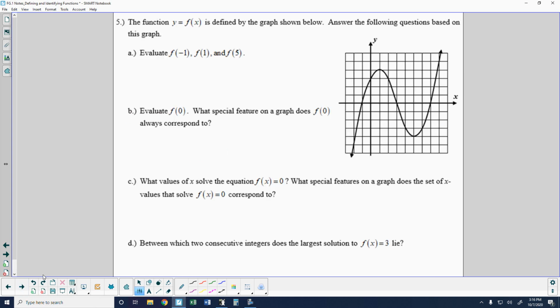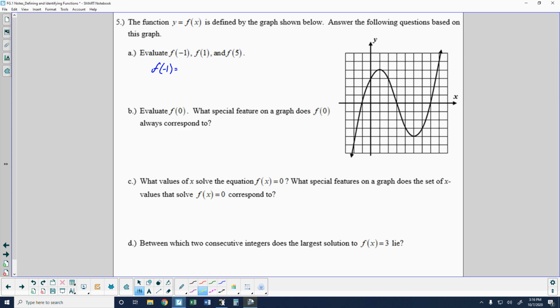Let's go ahead and take a look at problem number 5. In problem number 5, we have a graph here. We're going to use function notation and the graph, combining ideas to evaluate some different expressions. And then we're going to look at some features on the graph as well. The first thing that we have to evaluate is f of -1. Remember, this -1 inside the parentheses is an x value, so we want to find the corresponding y value.